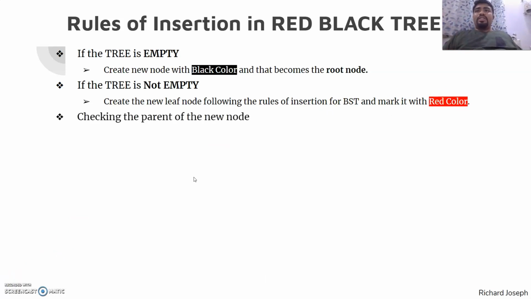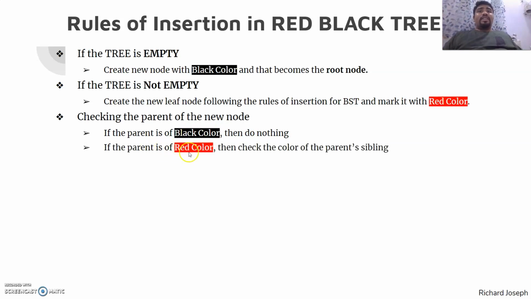Now, the next point is checking the parent of the new node. We know that there shouldn't be any red parent-child relationship. So when we insert the new node and check the parent, if the parent is black, then we have to do nothing, because it is not violating the property of a red black tree that there shouldn't be any red parent-child relationship. But if the parent is red, then we have certain rules to follow, a certain process to make it a proper red black tree.